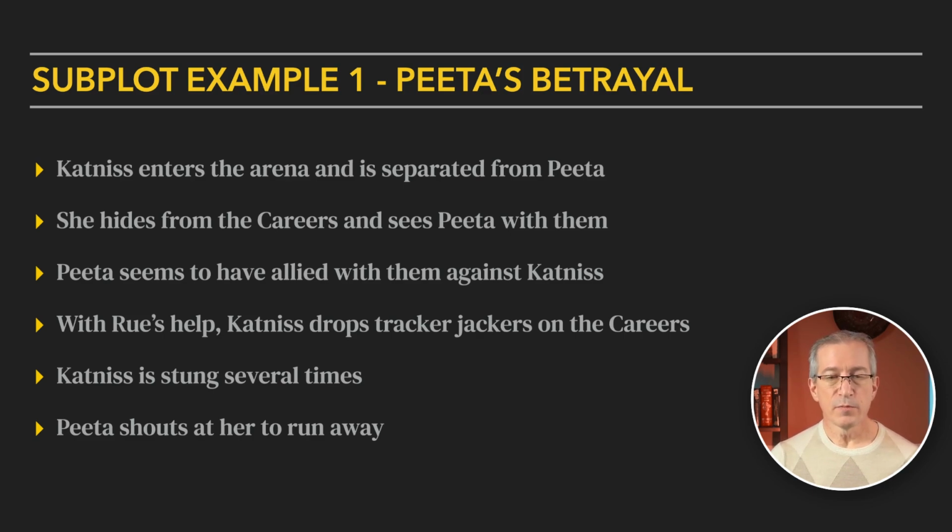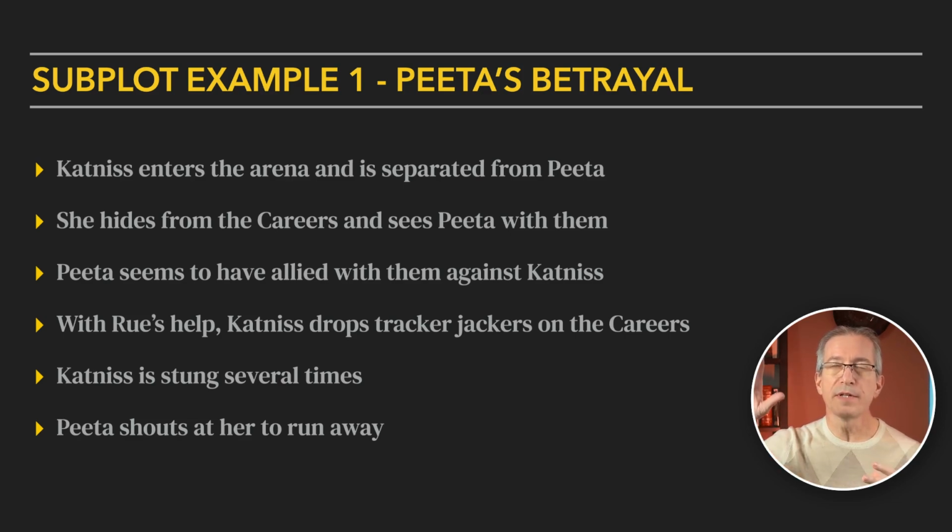And so she hides from the careers and sees Peeta with them. Peeta seems to have allied himself with them against Katniss. With Rue's help, Katniss drops these tracker jackers on the careers. The arena is such that they can add things that are not part of our world. These tracker jackers are genetically modified wasps, and they have a nest that happens to be right above the careers.